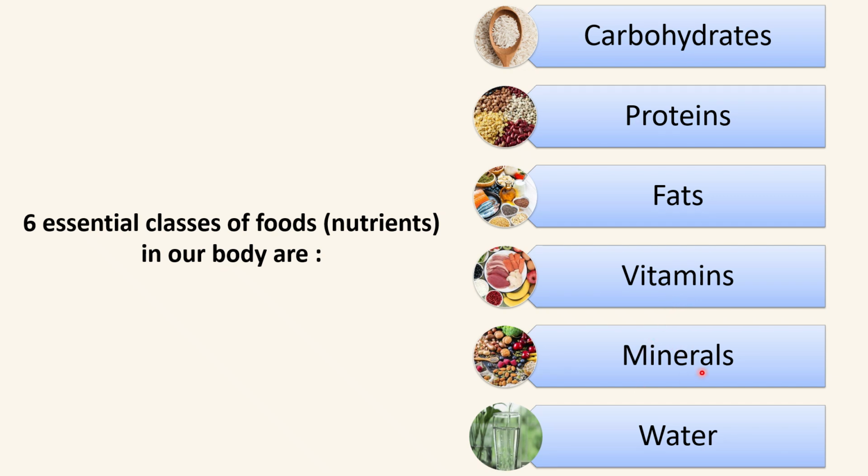Minerals helps in strong bones, teeth, and proper body functions. Examples: iron, calcium, potassium, sodium, and then lastly comes water, which helps in digestion, circulation, and removal of waste. And it is very essential for all life process. So in short, we can say that these six essential classes of food are very important and are needed for energy, growth, and good health.